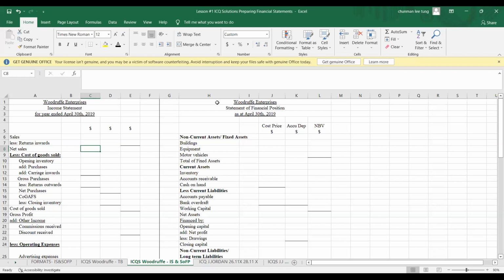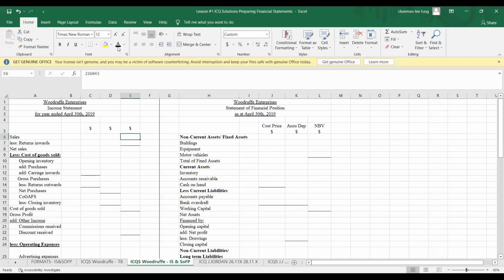So you want your marks? Make sure you have your headings. So Woodruff Enterprises, what we are preparing will be in the second line, and the third line, for the year ended April 30th, 2019. I then have my dollar signs, in other words, my three columns. That's giving you one mark already in that exam. So we're now plugging in the figures here. So we're looking at the sales. How much was our sales figure?